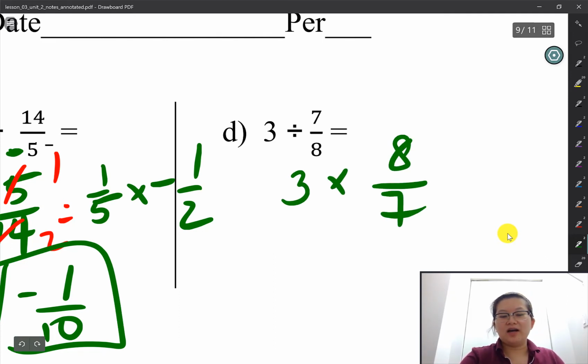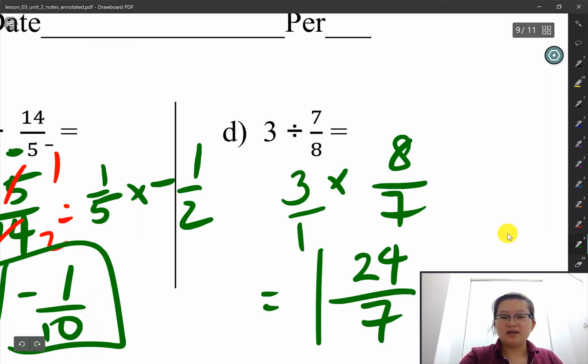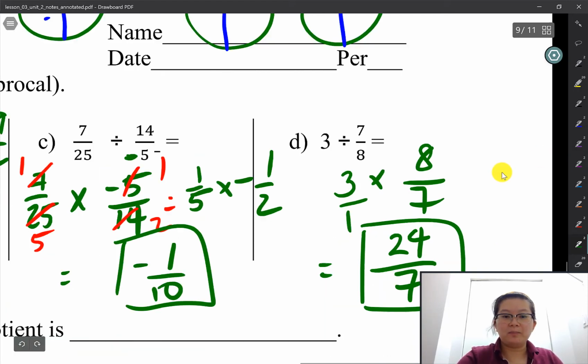Last example here, I'm going to take 3 and multiply by the reciprocal, 8 over 7. So I can make this 3 over 1 as a fraction, or I can just take the 3 and multiply by my numerator directly. 3 times 8 is 24 over 7, and this is the most simplified form.